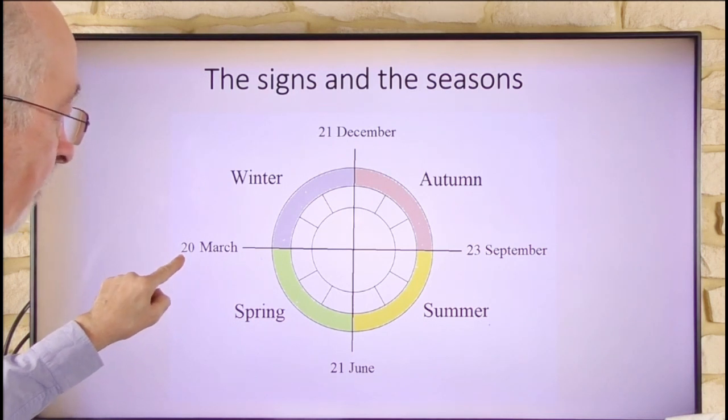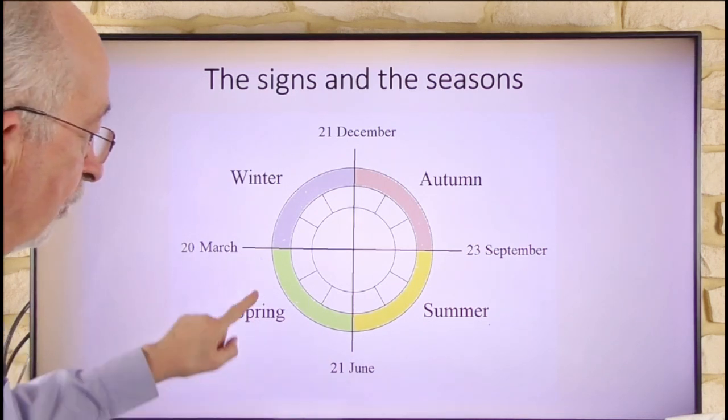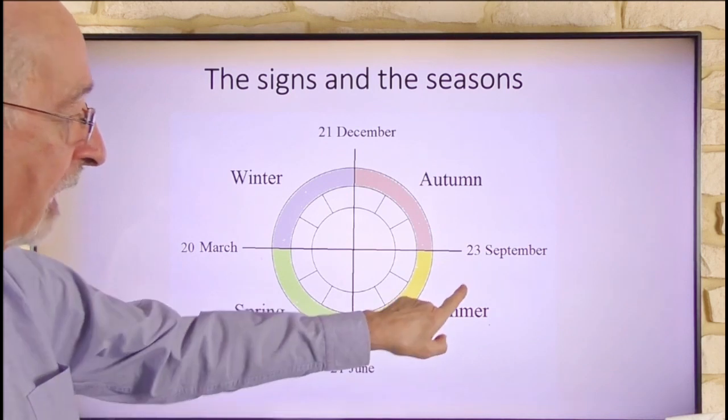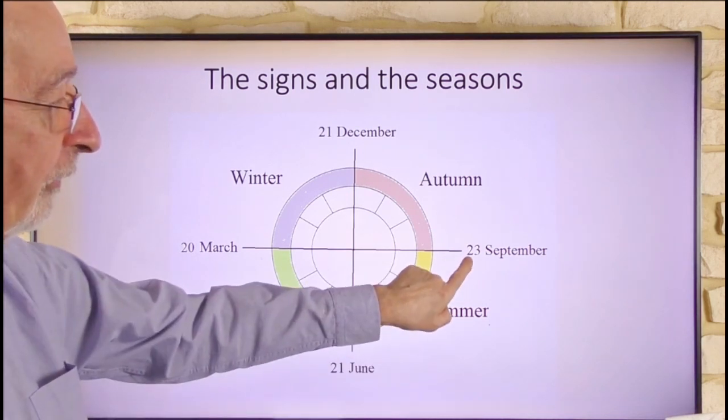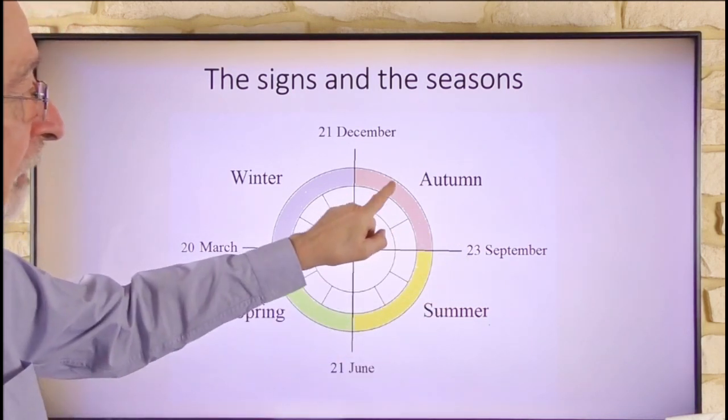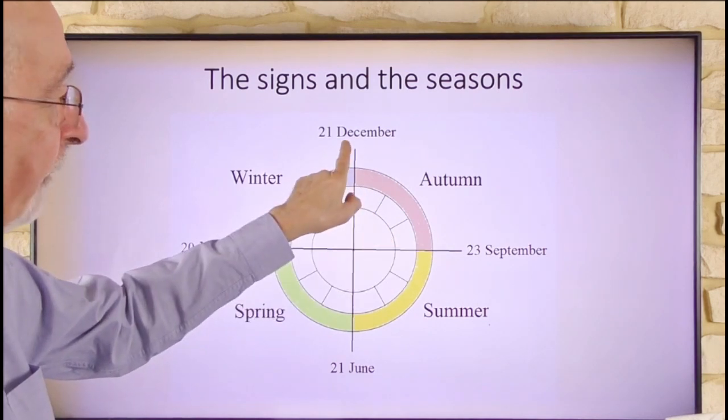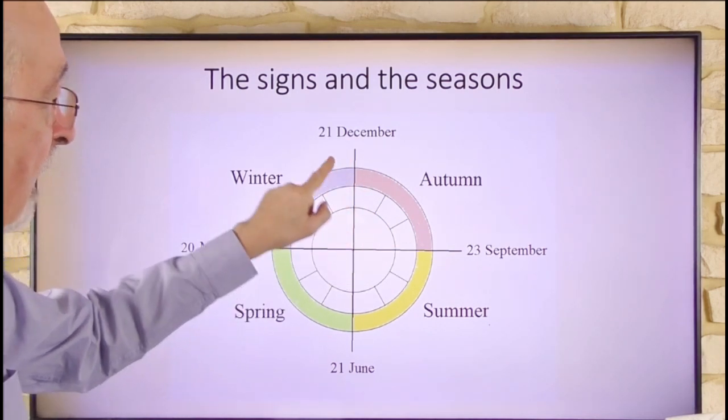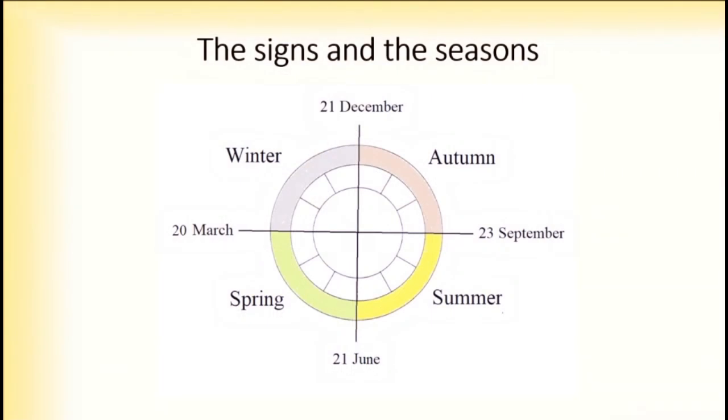Spring from the 20th of March until 21st of June, 3 months. Summer, 21st of June, 23rd of September. Autumn, 23rd of September, 21st of December, 3 months. And here we have 21st of December until the 20th of March, 3 months as well.